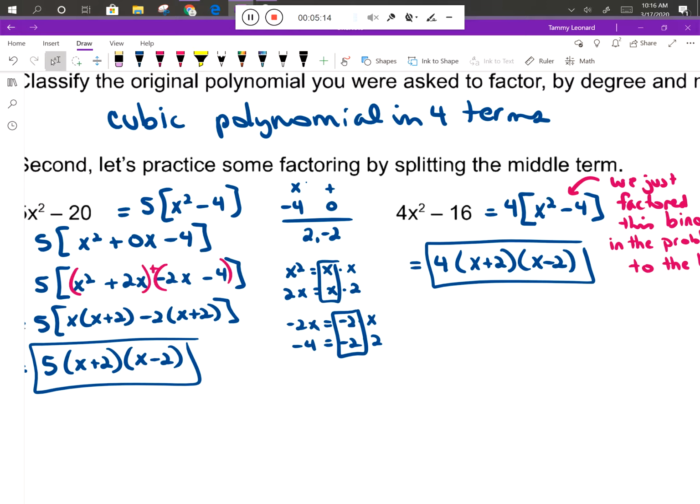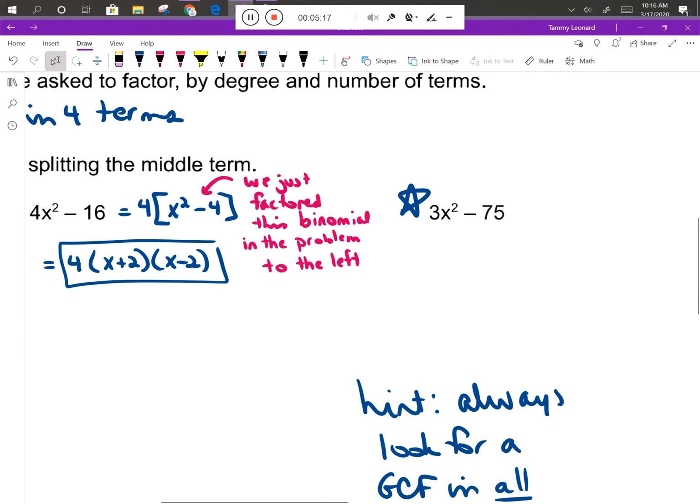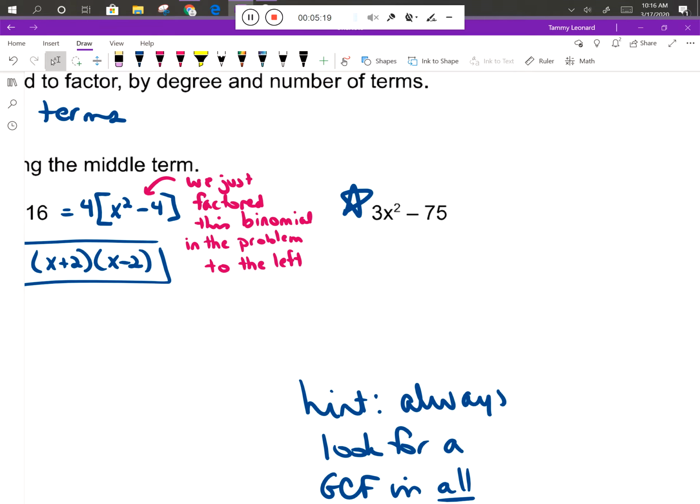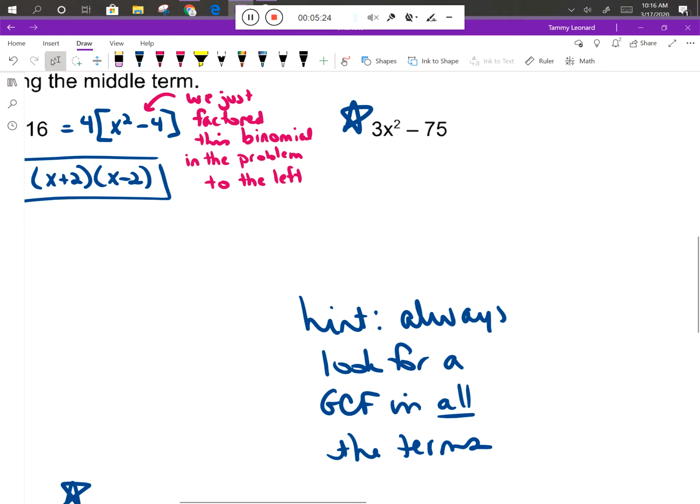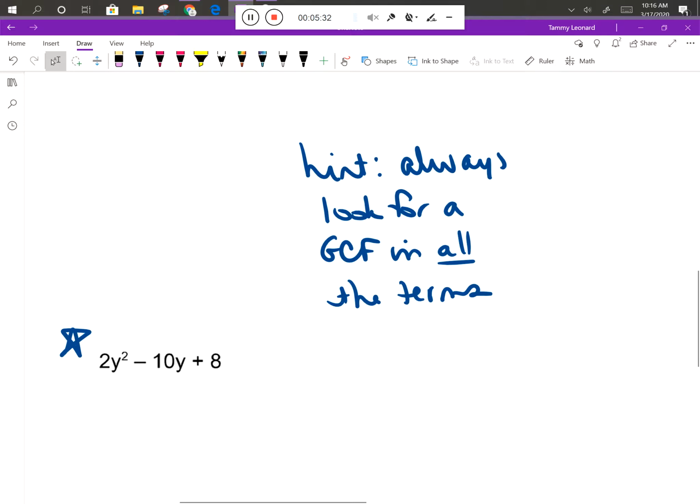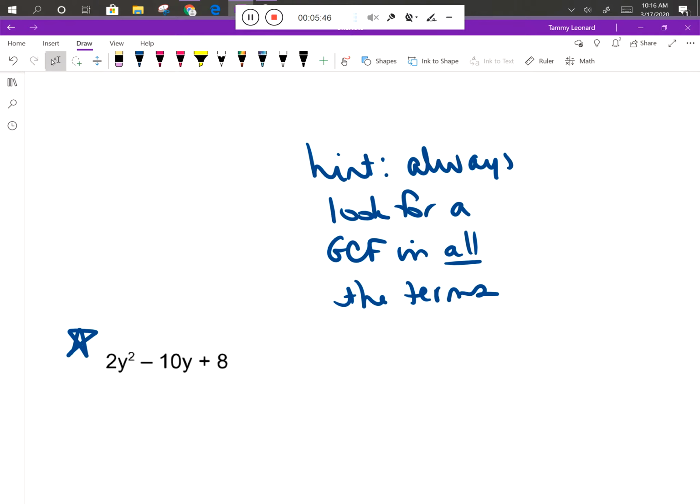All right, the two problems that are going to be for homework. Well, one of them is that one. It's very similar to what we've been doing so far. And I've put a hint here that says always look for a GCF in all the terms. You want to make sure you always do that in any factoring problem before you start. The other one that's going to be your homework problem is this one, 2y squared minus 10y plus 8. And I hope you're going to start by looking for a GCF in that one as well. I'd like to do one more with you, though, before I release you to do those two on your own.